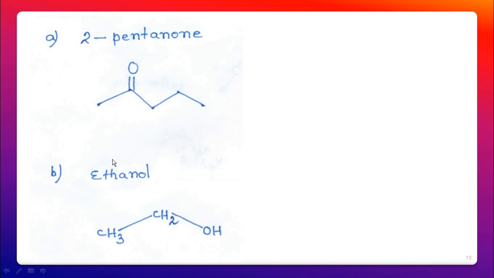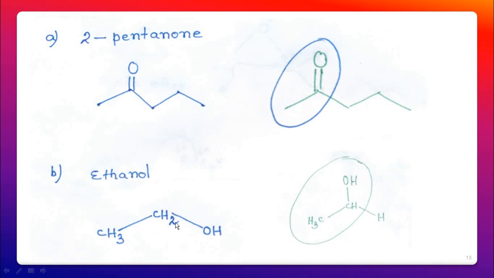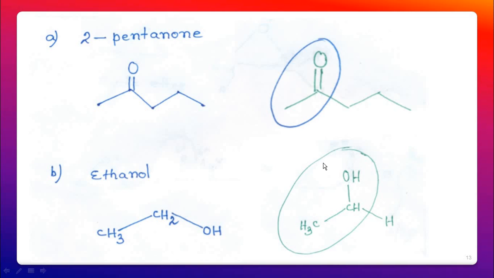Take the first 2 options. In 2-pentanone we have a methyl keto group, so this compound will show the Iodoform test. In ethanol we have this group, CH3CHOH. Upon oxidation this group will produce a methyl keto group, so ethanol also will show the Iodoform test.